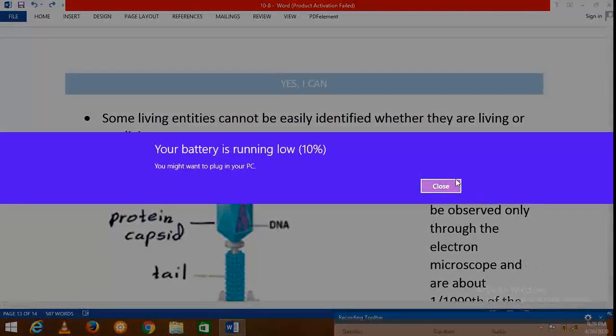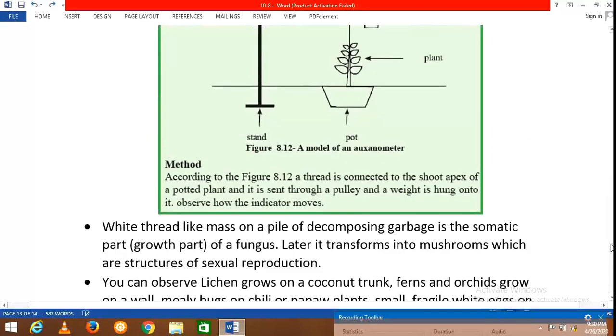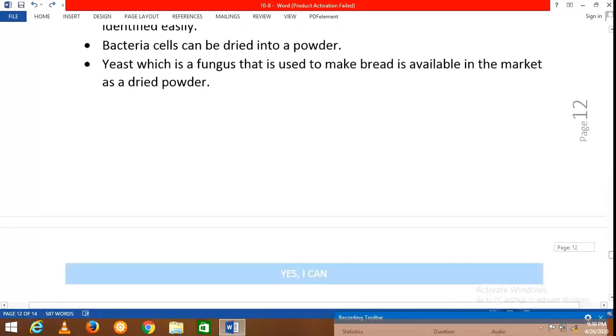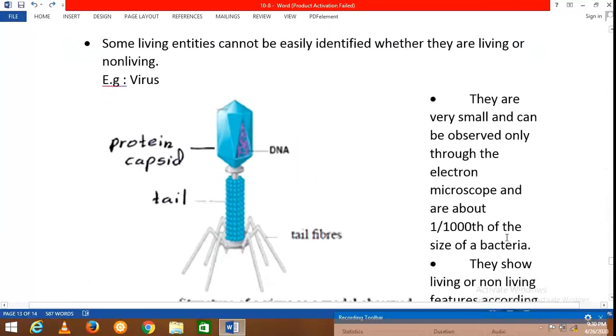These days we are talking about viruses a lot. There are a lot of viruses. We don't consider that viruses are living substances, and we don't consider them as non-living substances because they have characteristics in between living and non-living. So if we consider virus, some living entities cannot be easily identified whether they are living or non-living.